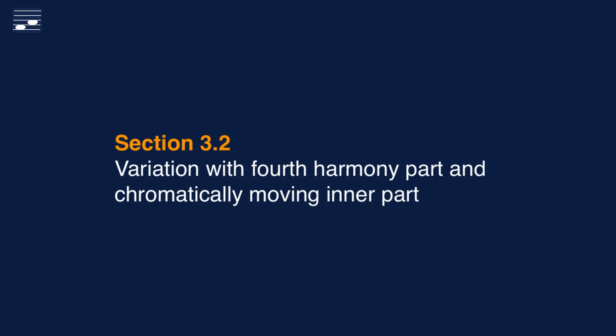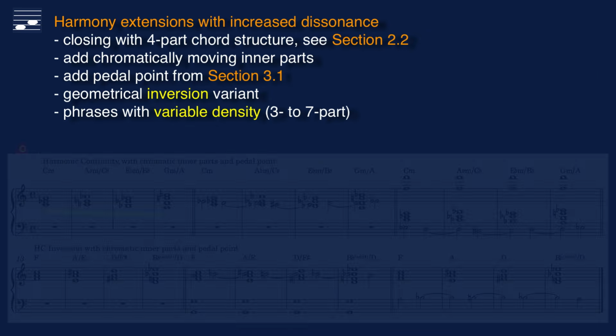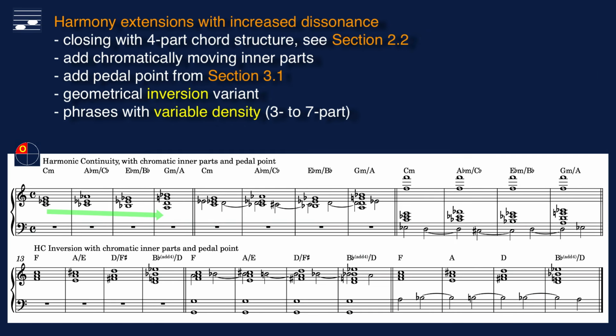In one of the previous sections, I showed the continuation of the chromatic bass part as an option. Thus we obtain the chromatically descending bass part C to C flat to B flat to A, and a highly dissonant 4-part closing chord G minor over A in the basic progression.